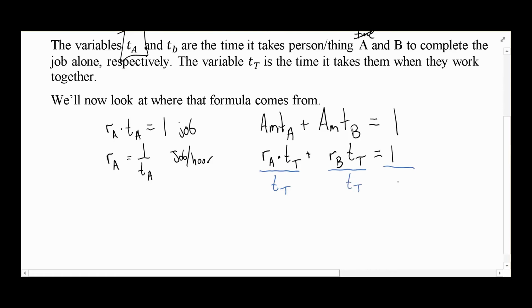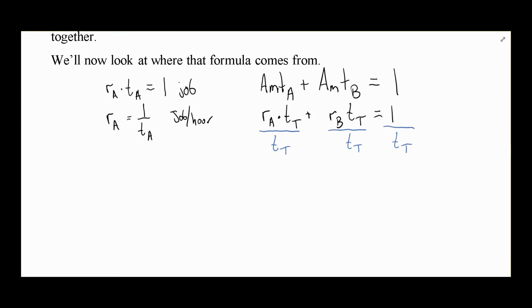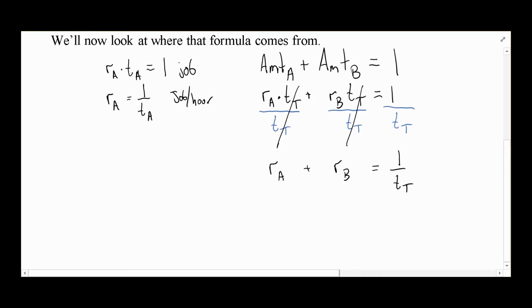Now, this isn't a necessary step. This is just what we do to make the formula easy to memorize. So in doing so, the time together divides out, the time together divides out, and we have the rate at which person A works plus the rate at which person B works equals 1 over the time it takes them together. But the rate at which person A works, we discussed earlier, is 1 over their time alone. The rate at which person B works would then be 1 over their time alone. And that's how we get this formula here.